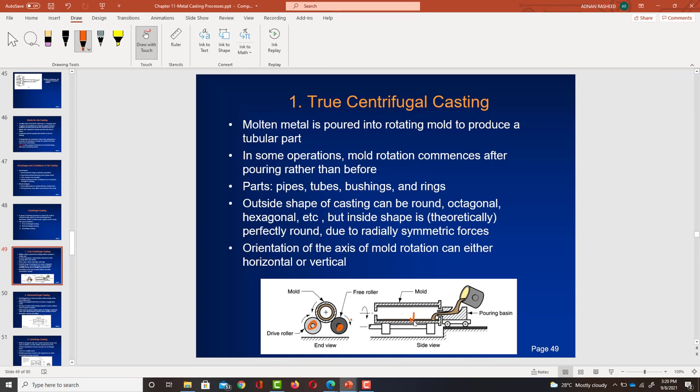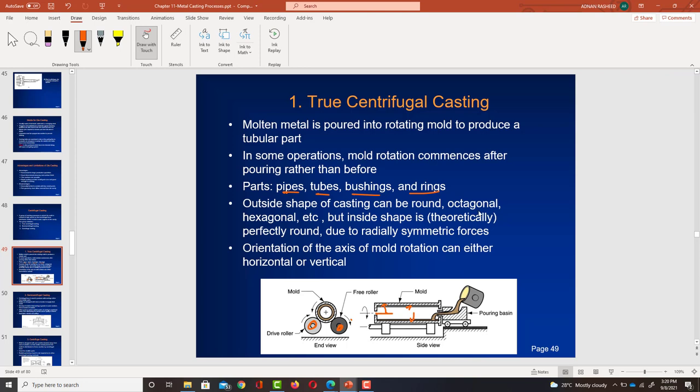Due to the rotation action, centripetal forces are exerted that tend to push the molten metal from the center to the outermost, creating these tubular parts. These are the parts that are produced: pipes, tubes, bushings, rings, etc.